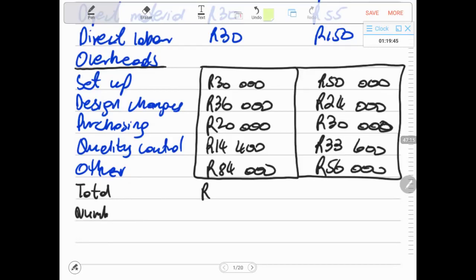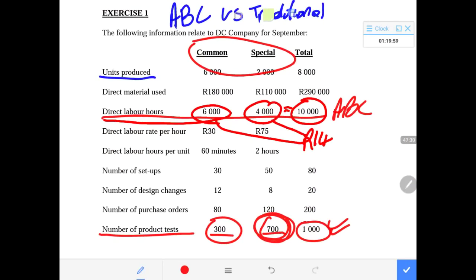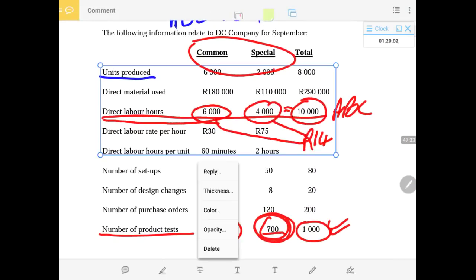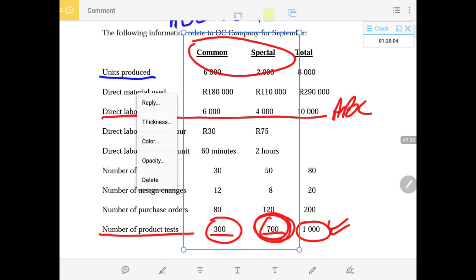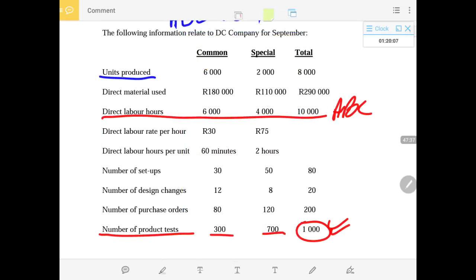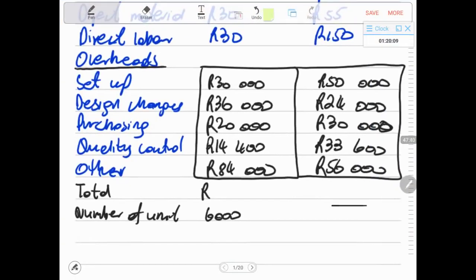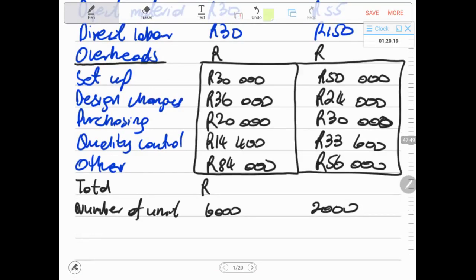Then after I divide them by the number of units, which is 6,000 and 2,000. 6,000 and 4,000 or 2,000. Let me just confirm that too. Yes, it is 2,000. 6,000 and 2,000. So this will be divide by 6,000 and divide by 2,000 units. Therefore, this will give me the cost per unit that I'm looking for. Then now let me do the total.